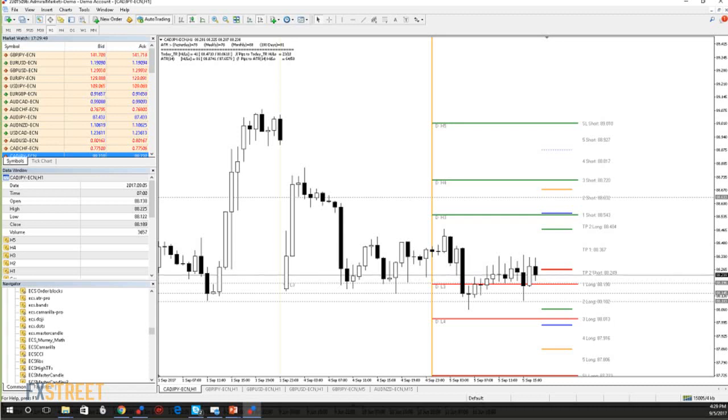This is Camarilla Naked. This is how floor traders did it. This is how you can apply swings and scalps.